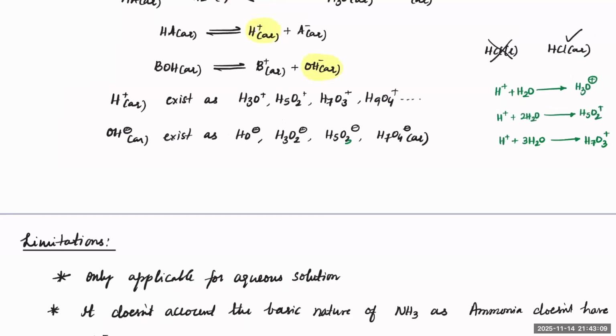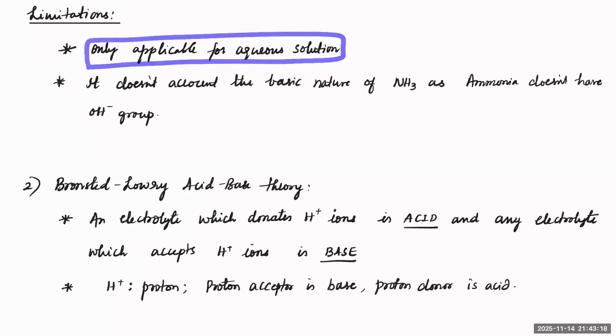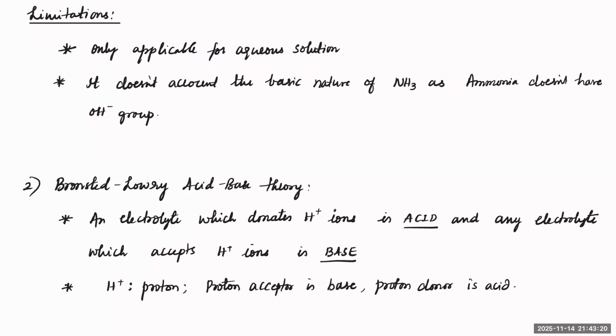Next. What is the main limitation of the Arrhenius acid-base theory? The problem here is it is only applicable for aqueous solutions. The minute you are explaining something for an alcoholic solution, a benzene solution, or in ethers or acetone or any non-polar solvents, or anything other than water, even if it is polar like alcohols, then you cannot apply the Arrhenius acid-base theory. So Arrhenius acid-base theory is only applicable for aqueous solution.